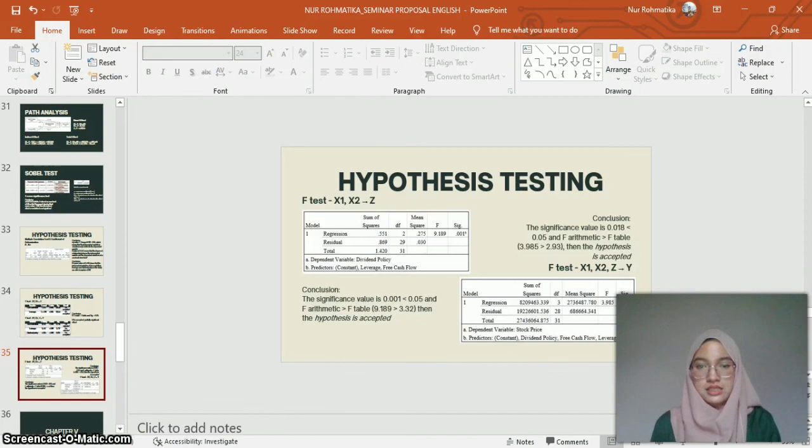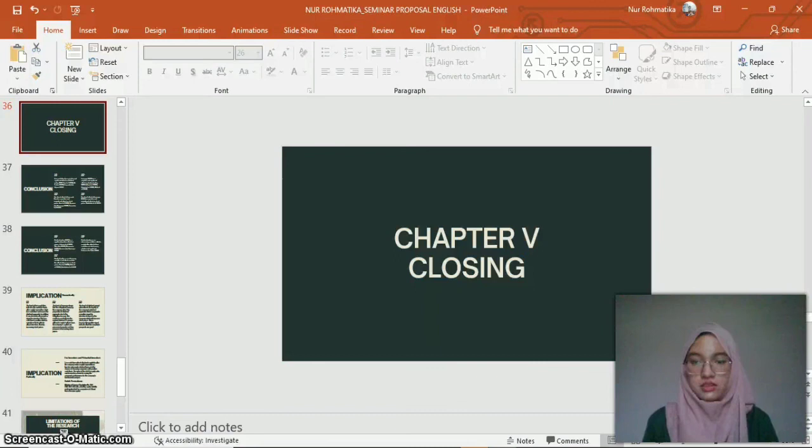F-test: if the significance value is lower than 0.05 and F count is greater than F table, the main hypothesis is accepted. For both the first F-test of free cash flow and leverage on dividend policy, and the F-test of free cash flow, leverage, dividend policy on the stock price, the hypothesis is accepted. So it means there is a significant effect simultaneously. Chapter 5, closing. Conclusion.